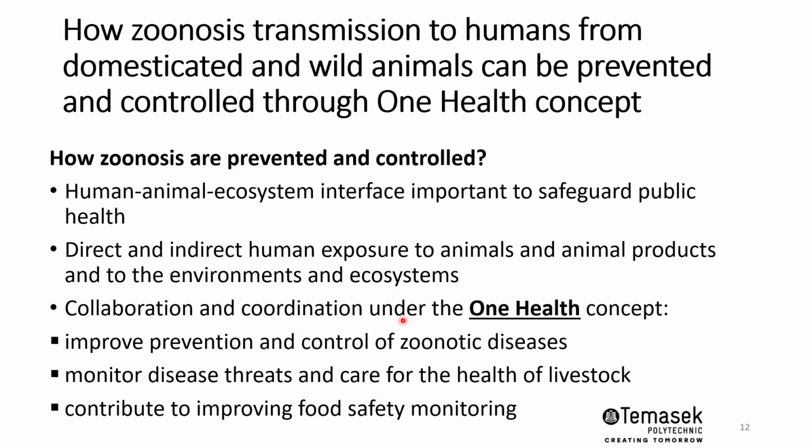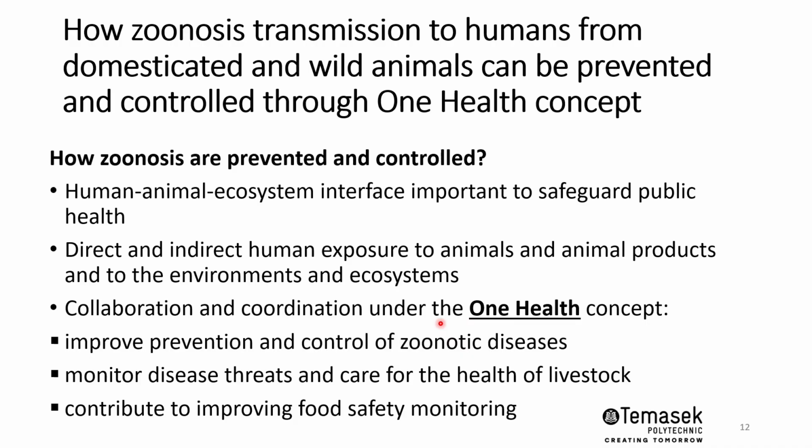Okay, monitor disease threat and care for the health of livestock, as well as contribute to improving food safety monitoring. So remember when COVID-19 started back in 2019, 2020, no one was aware of what it came from, right? People knew that it was atypical pneumonia. People didn't know that it was a COVID-19 virus. It wasn't known, and until today we still don't know whether it is a potential reservoir of this virus coming from bats or even from other animals as well.